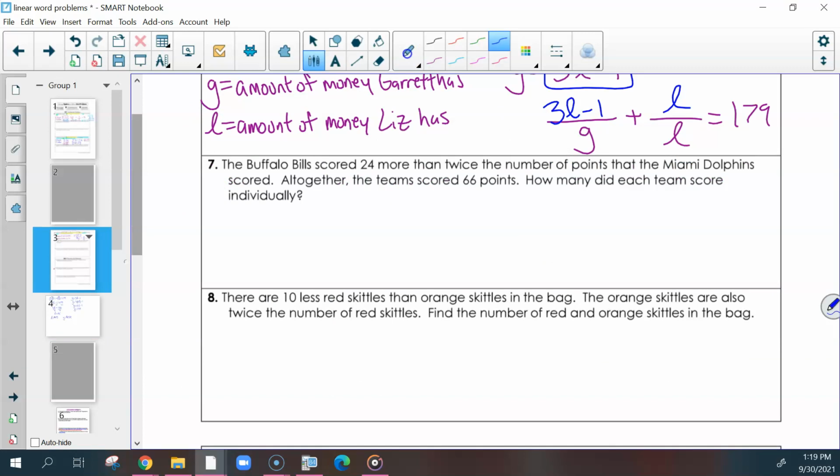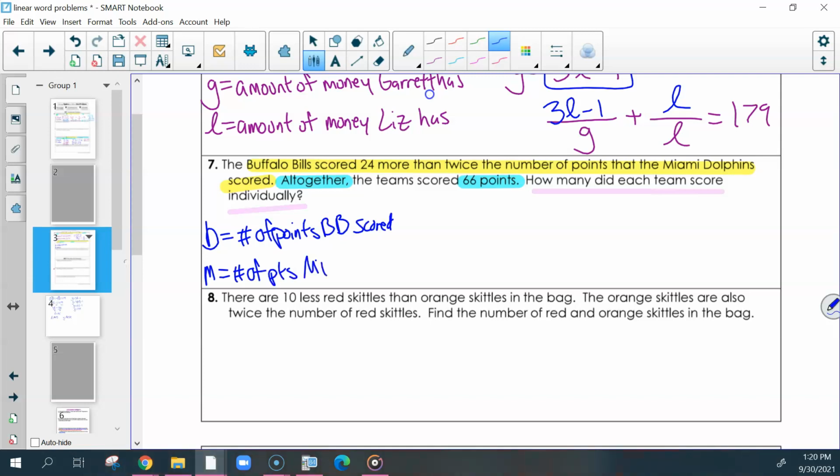Okay. So in reading this, Buffalo Bills scored 24 more than twice the number of points that the Miami Dolphins scored. Altogether, the team scored 66 points, and we're looking for how many did each score individually. So I'm going to say B is the number of points the Buffalo Bills scored, and M is the number of points Miami Dolphins scored.